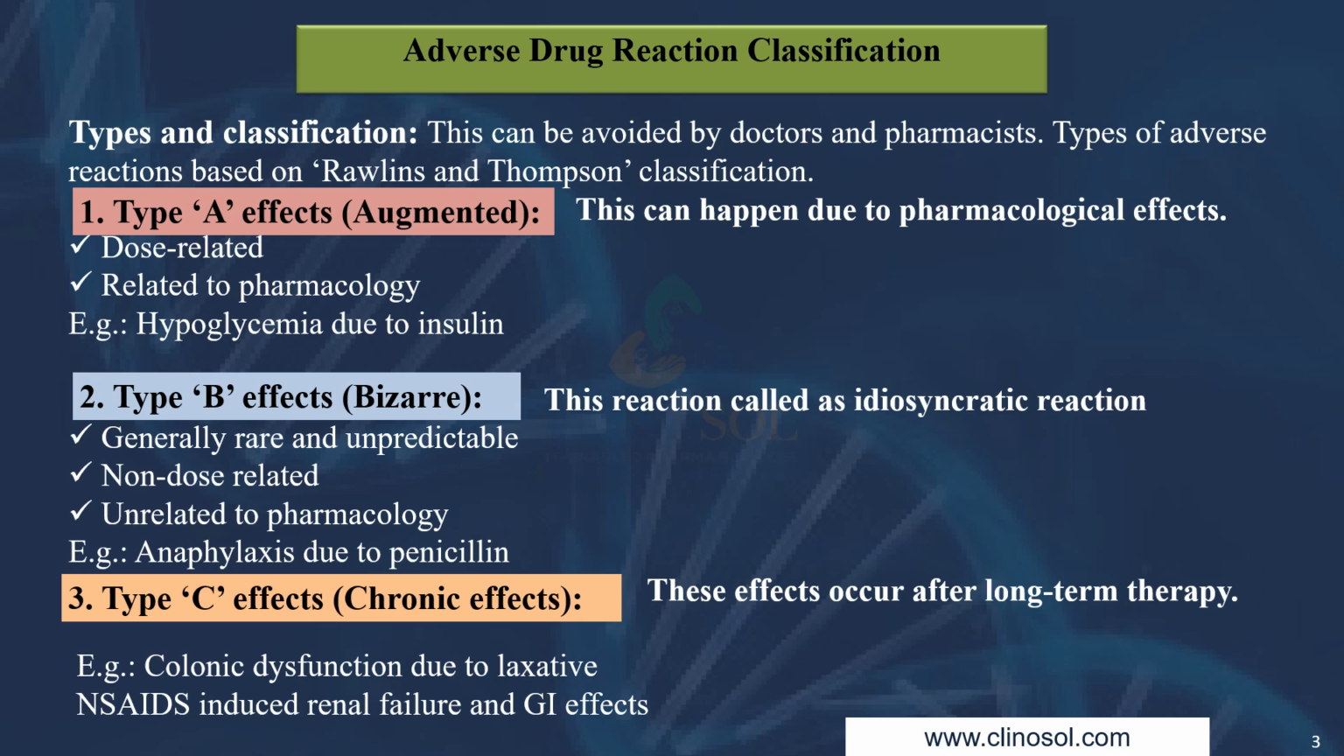And the third type is type C effects, which are chronic effects. These types of effects occur after long-term therapy of a medicinal product. Example is colonic dysfunction due to laxatives and NSAID-induced renal failure and GI effects.